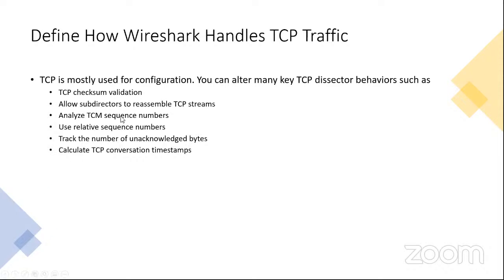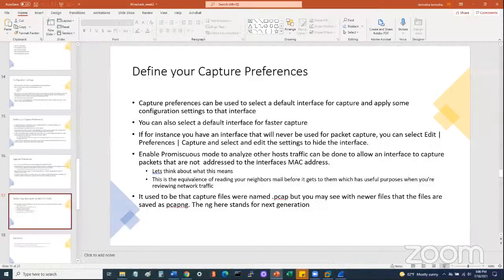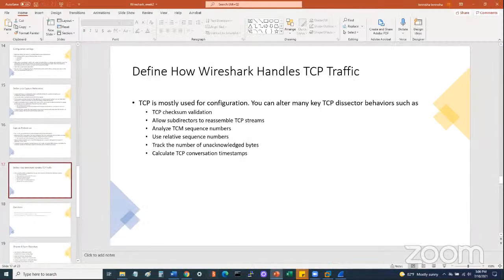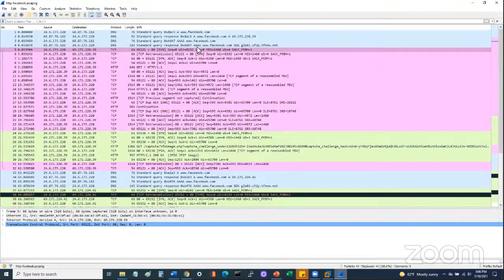Analyze, let's just say TCP sequence numbers: use relative sequence numbers, track the number of unacknowledged bytes, and then calculate the TCP conversation timestamps. So you may have learned, as you were learning things about TCP, that TCP is the one that does its best to make sure that your traffic gets there. There is a sequence number that goes out in the conversation. I talked about earlier how, when I want to send out a packet to someone, it sends out a SYN, a SYN-ACK, and then an ACK.